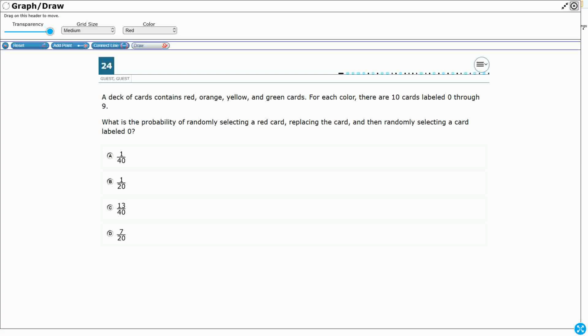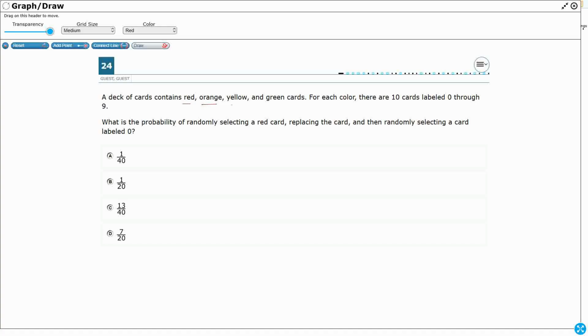All right, so we've got a deck of cards, and they are different colors: red, orange, yellow, green. And then within the red, orange, yellow, green, it looks like you've got 10 cards labeled 0 through 9. Then I need to find the probability of selecting a red card, replacing it, selecting a card labeled 0, any color. So let's start a sample space to just see what pattern is going to emerge.